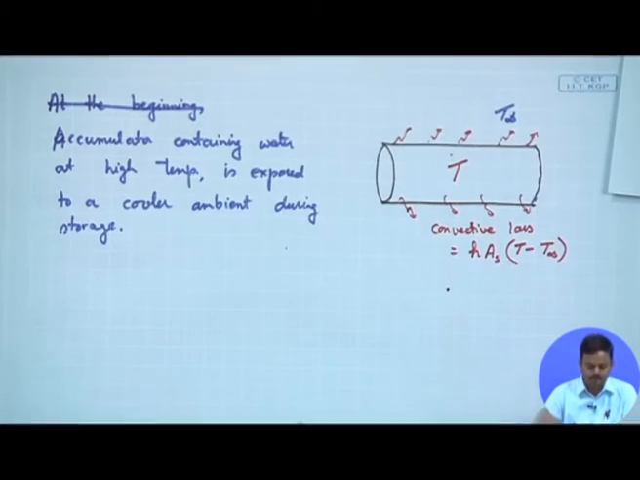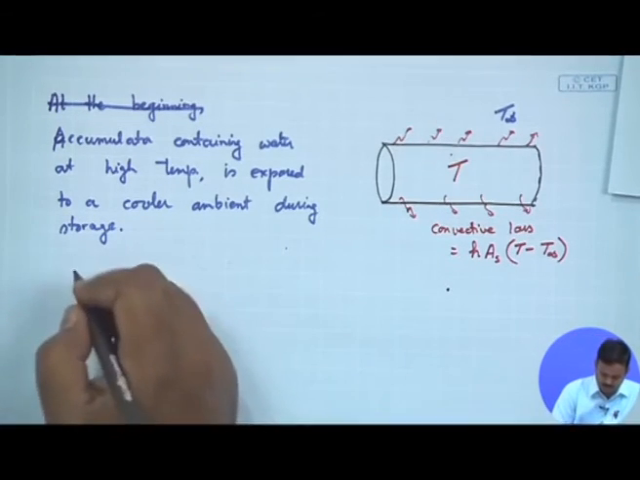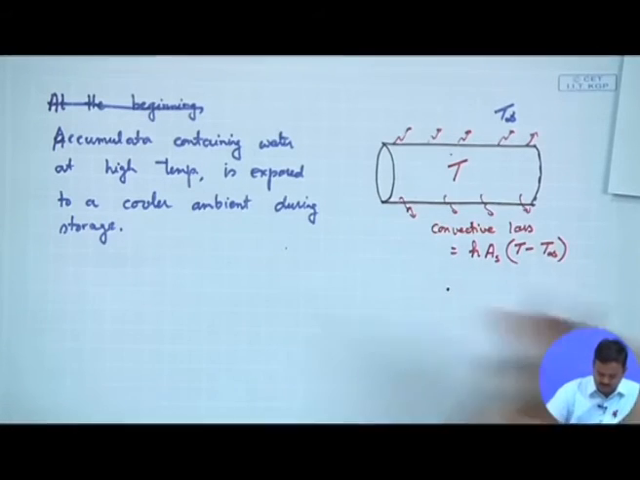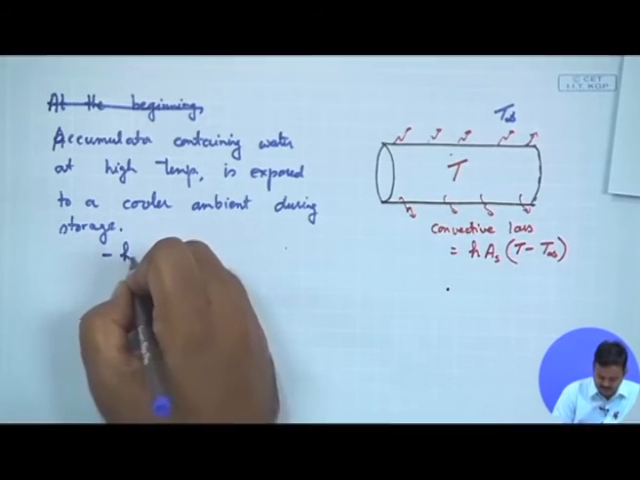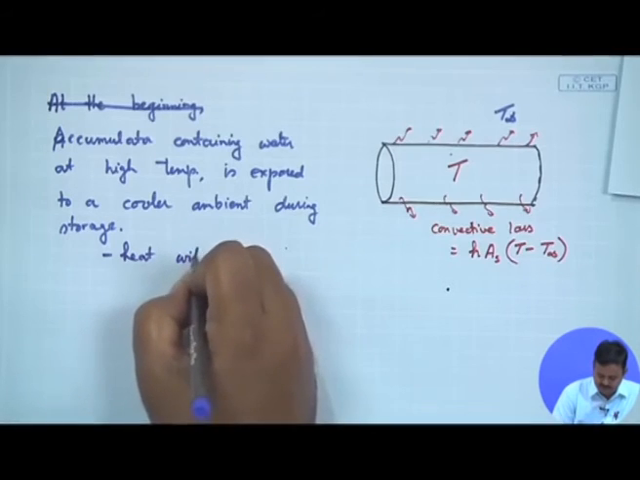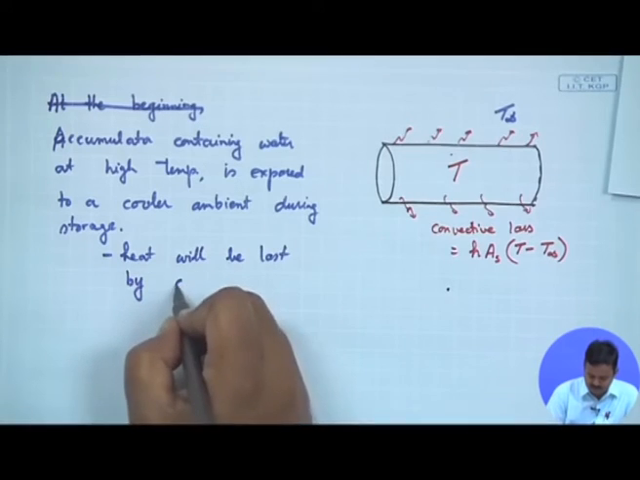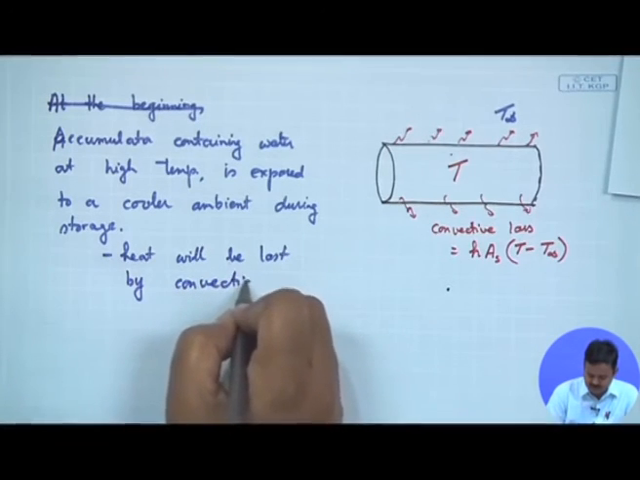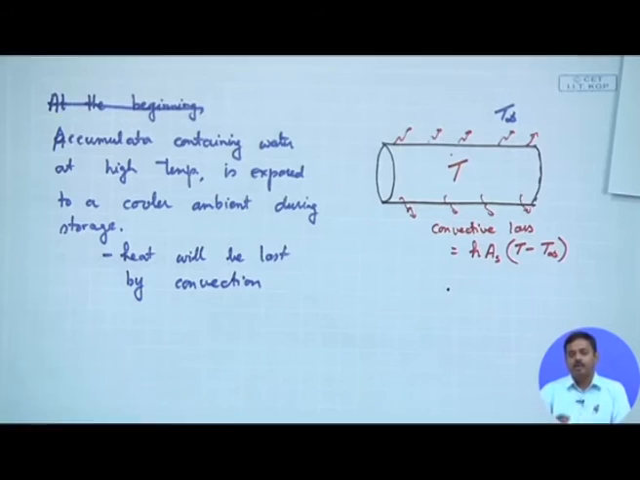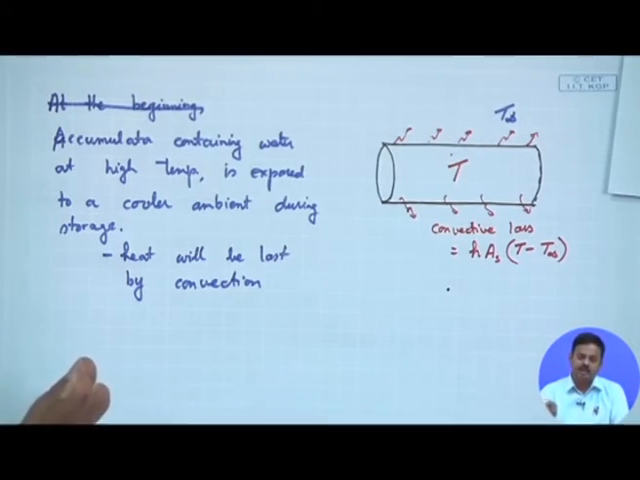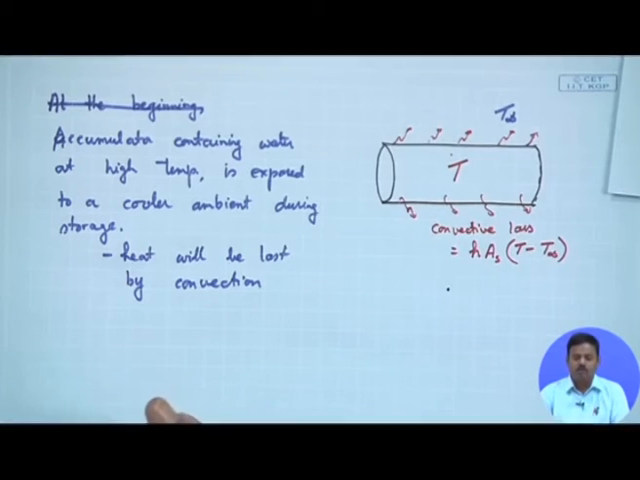Clear? So, therefore, what I would say is heat will be lost by convection. So, when it comes to discharge and extracting the stored energy during peaking hours, I am not going to get the amount of energy that I stored, okay, and the loss is due to this. So, how do we calculate?